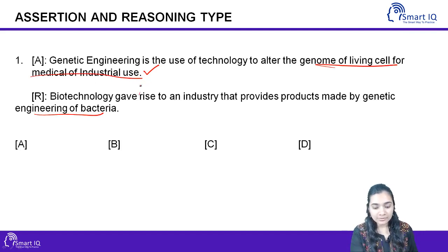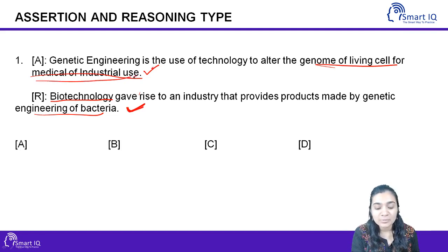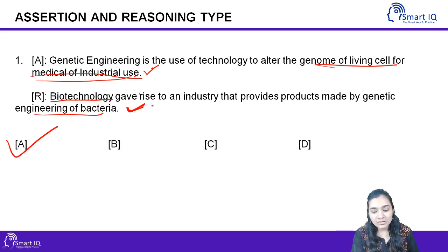So biotechnology's definition here is giving nothing but the reason for the assertion that there is genetic manipulation of organisms. Therefore A and R are both definitely related, and R is definitely the explanation for A, because biotechnology is the one that is giving rise to the genetic engineering to alter the genome for medical and industrial uses. That is how a little bit of analysis helps you crack the assertion and reasoning type better.